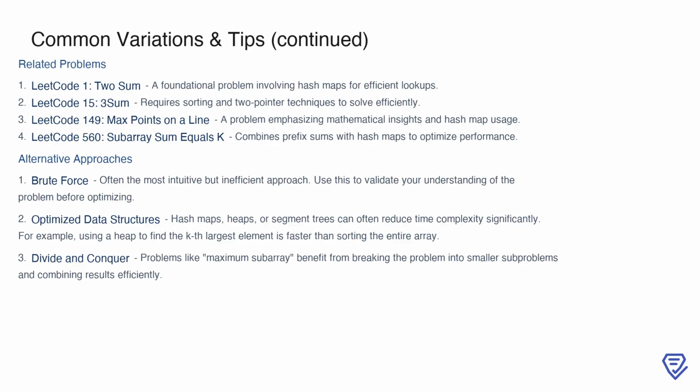Brute force, while inefficient, can be a great way to validate your understanding before optimizing. Optimized data structures, like hash maps, heaps, or segment trees, often reduce time complexity significantly. For example, using a heap to find the kth largest element is faster than sorting the entire array. Additionally, divide and conquer strategies are particularly effective for problems like maximum subarray, where breaking the problem into smaller parts and combining results leads to an elegant solution.